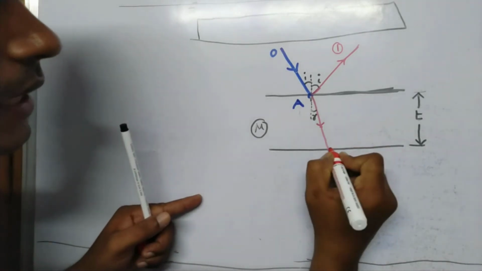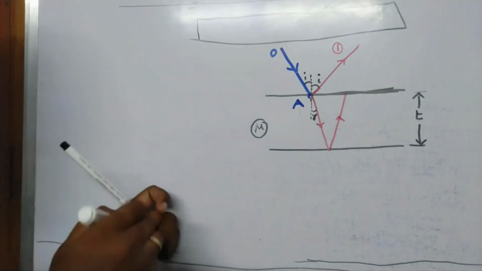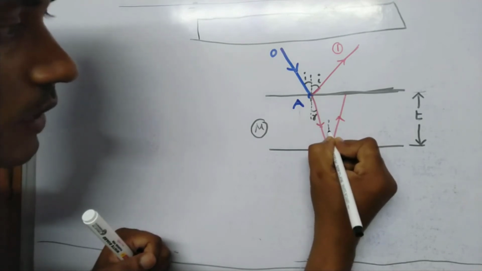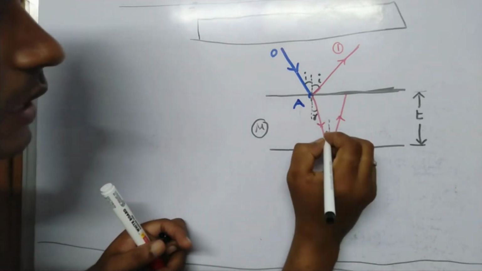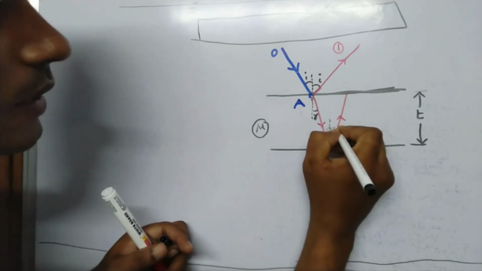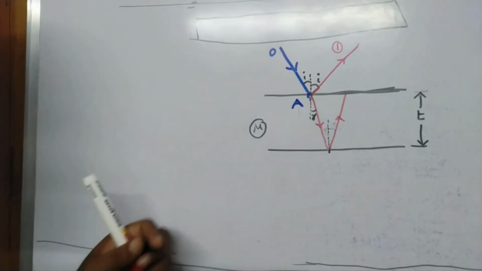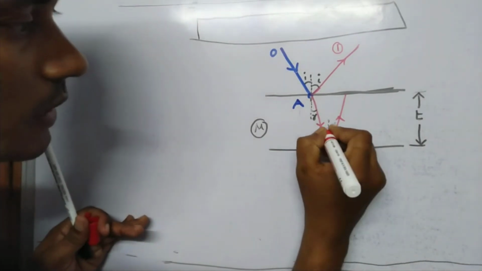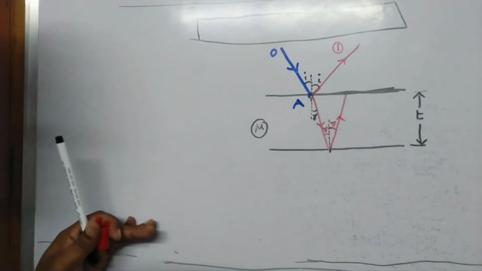The light ray incident here again gets reflected. This is the reflected light ray. During this reflection, the same phenomenon occurs: the angle of incidence is equal to the angle of reflection. So if this angle is r, this angle is also r. So let me write again: this angle is r and this angle is also r. Both angles are r.